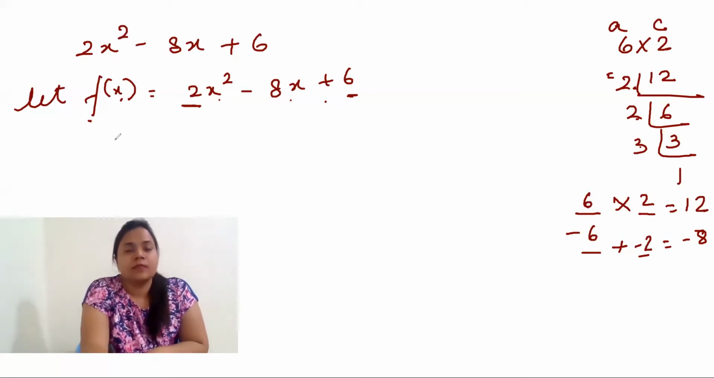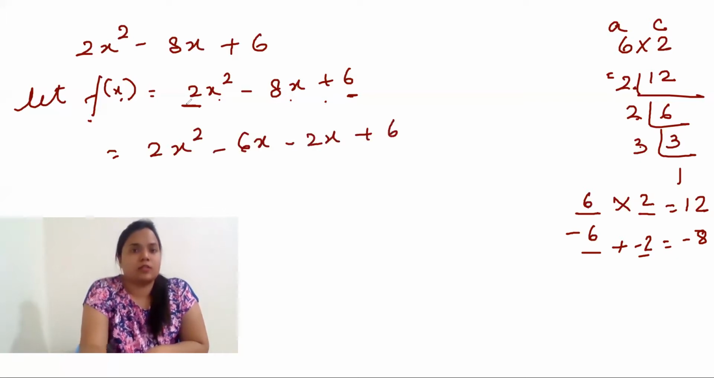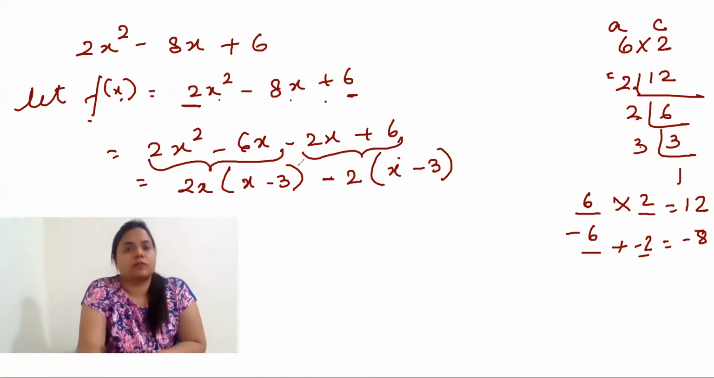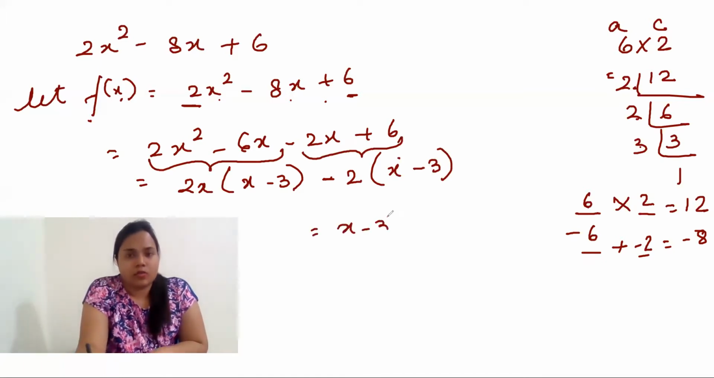I'll get the numbers. So I can write it as 2x square minus 6x minus 2x plus 6. From the first two, I'll take 2x common, left with x minus 3. From the other two, I'll take 2 common. I will be left with x minus 3. So I can write x minus 3 common. I will be left with 2x minus 2.